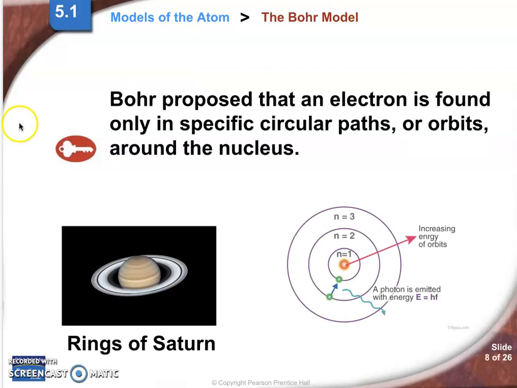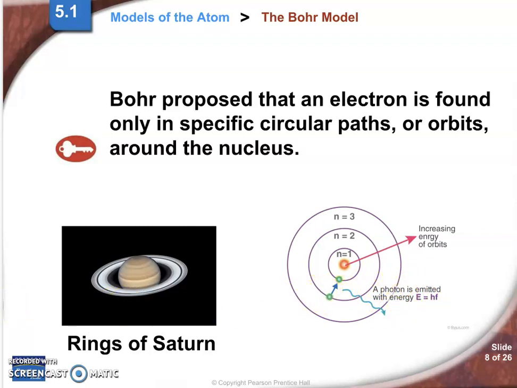So what Bohr said is that electrons are only found in specific circular paths or orbits. As you heat the electron, it jumps to another energy level. When they go back to the original energy level, N1 is called the ground level, okay? When you heat this up, it jumps to the excited state, and when it cools down, it gives the energy as a light. We see it as a light, as a different color.